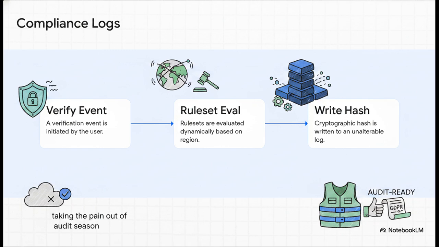Step 1, a verification event occurs. Step 2, a rule set evaluation happens dynamically, based entirely on the user's jurisdiction. Step 3, a cryptographic hash, which is essentially a digital tamper-proof fingerprint, is generated and written straight to an unalterable log layer. Generating these immutable compliance logs gives your enterprise a totally bulletproof, audit-ready trail. It instantly solves enterprise audit season anxiety, while fully respecting strict data retention laws like GDPR.